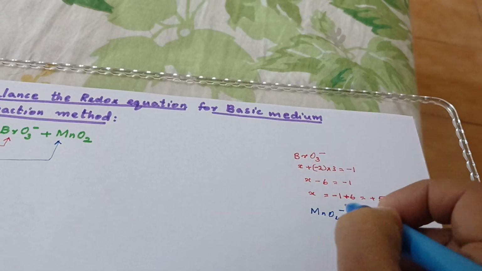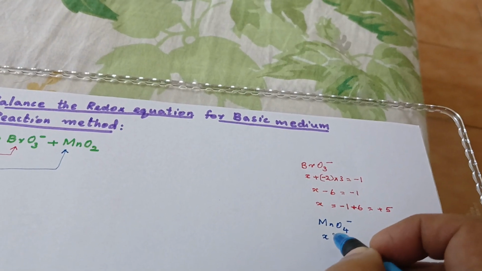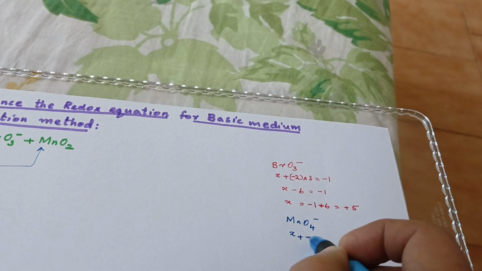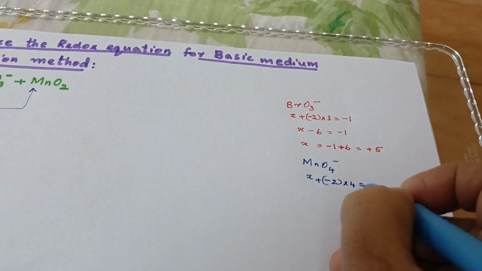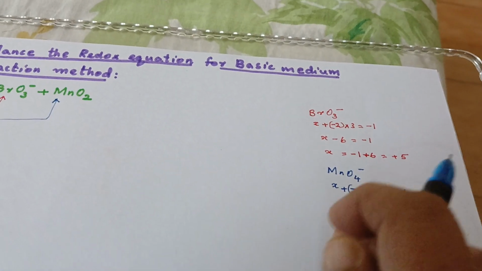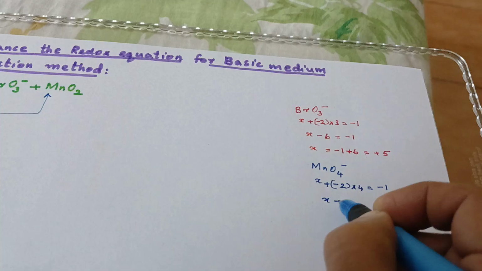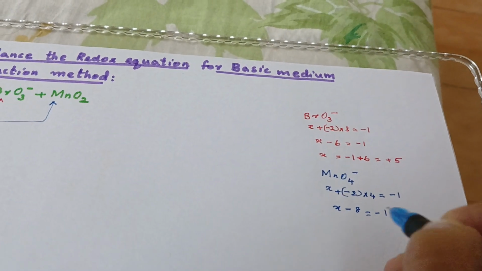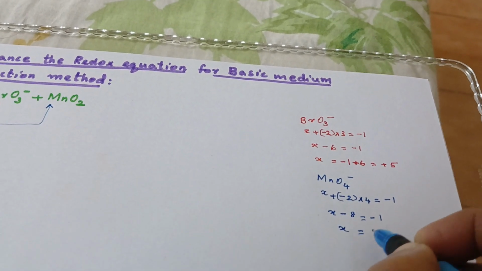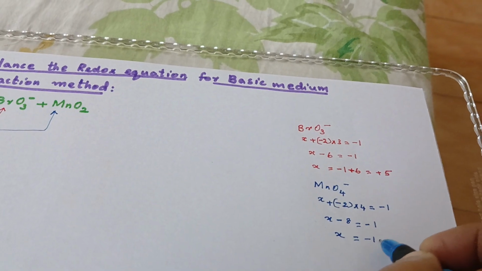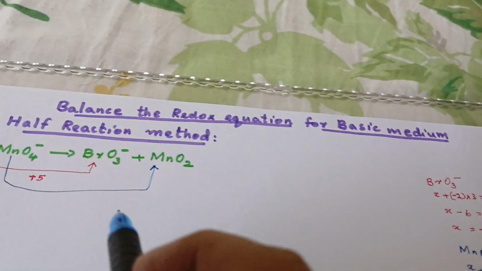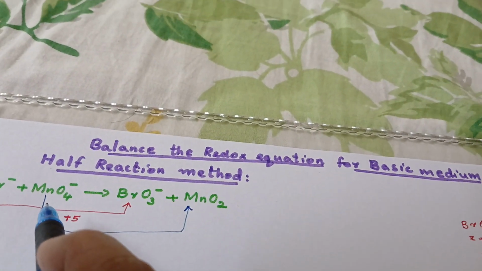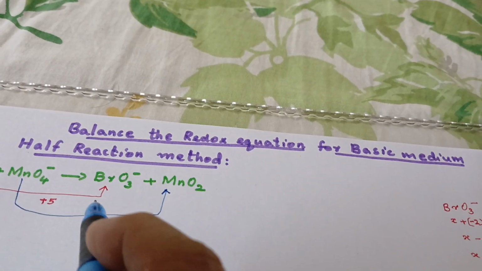So in MnO4 minus, let X be the oxidation state of manganese, plus minus 2 is the oxidation number of oxygen, 4 oxygens into 4, giving minus 1 overall charge. That is X minus 8 equal to minus 1. So X is equal to, this minus 8 when taken to the opposite side becomes plus 8, equal to plus 7. So manganese is having plus 7 oxidation state in MnO4 minus.